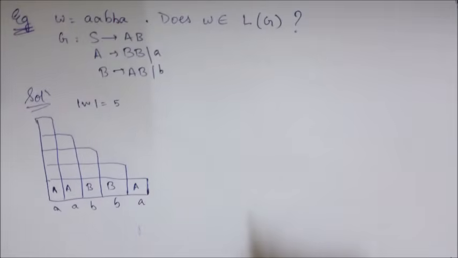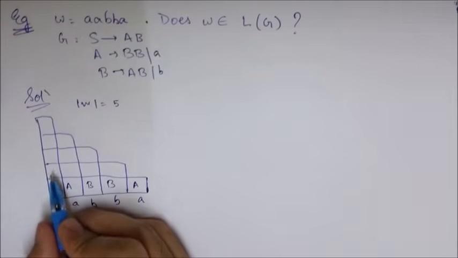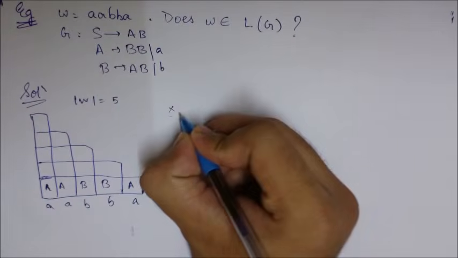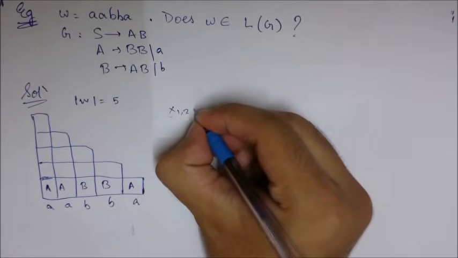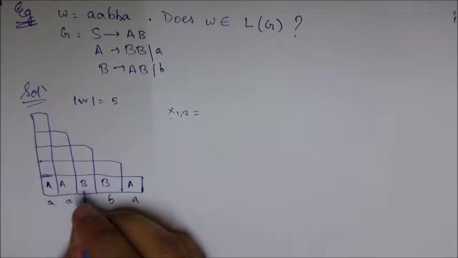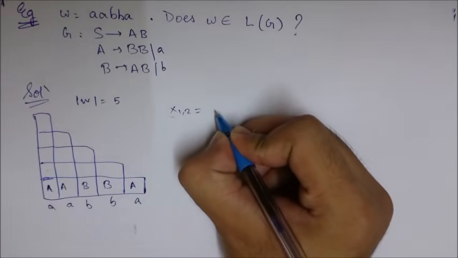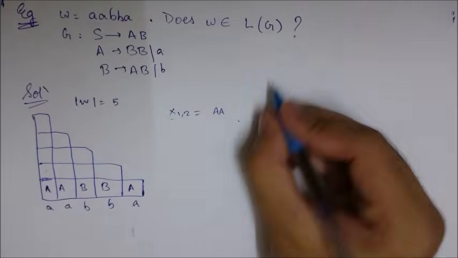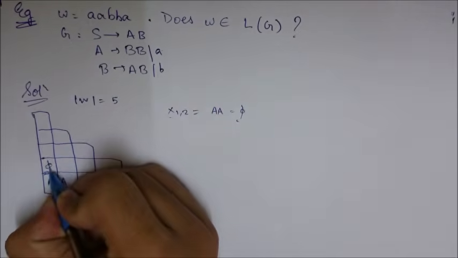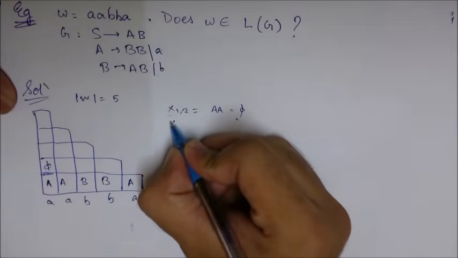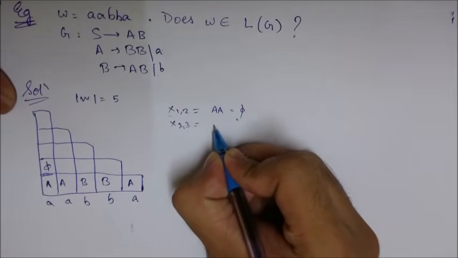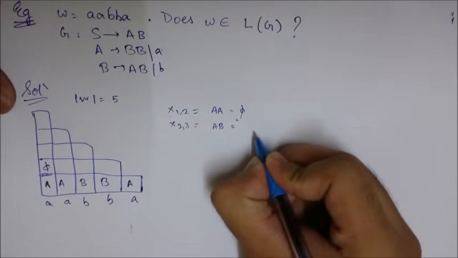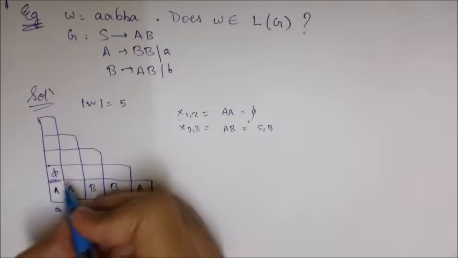Now we have to fill the second row from the bottom. So x of 1 comma 2, which is this cell, is equal to the product of these two, A into A. Now we check the productions. AA is not there on the right side anywhere, so this will be empty. For the next one, x of 2 comma 3 equals AB. AB is there in S as well as B, so we write S comma B in the table.